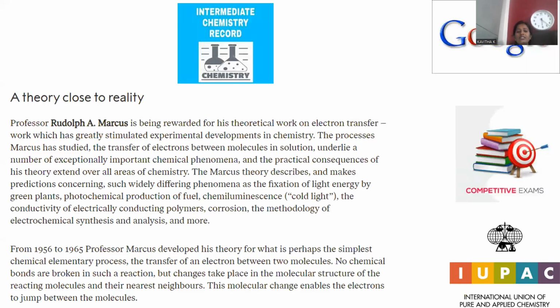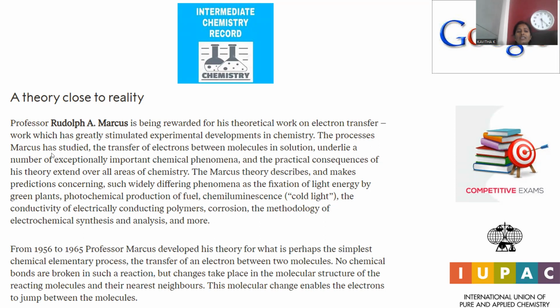Here is the research advancement: what is carried out, what is laureated for this Nobel Prize. Professor Rudolph A. Marcus is being rewarded for his theoretical work on electron transfer, which has greatly stimulated experimental developments in chemistry. He framed the hypothesis and the theoretical assumptions were made by him. Later on, it found multi-dimensional applications in the field of chemistry. That's the reason why his work was accorded.